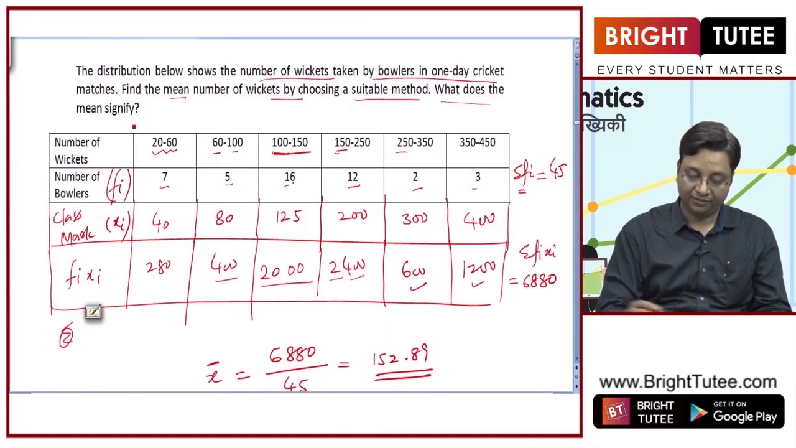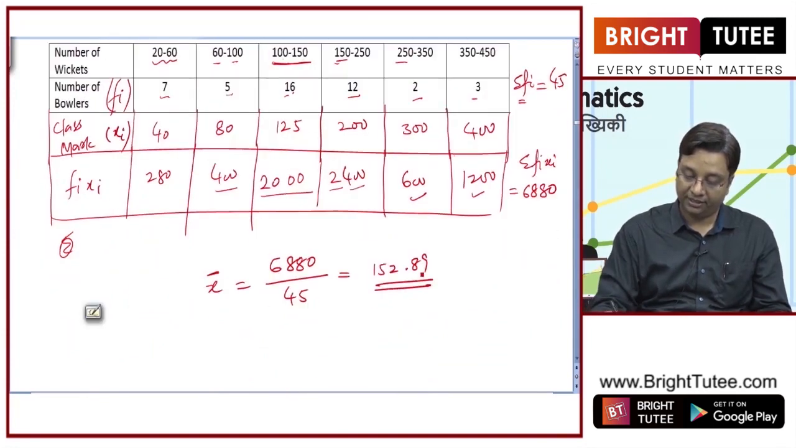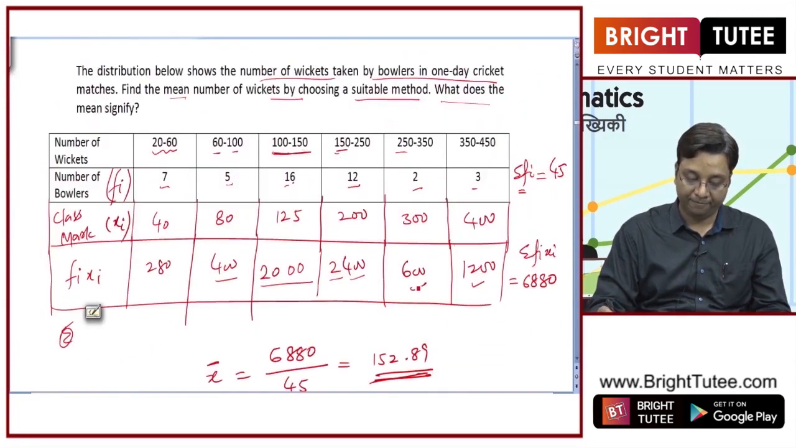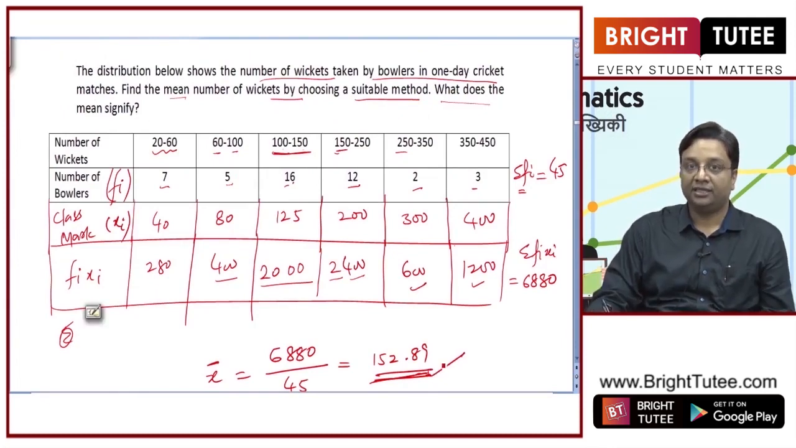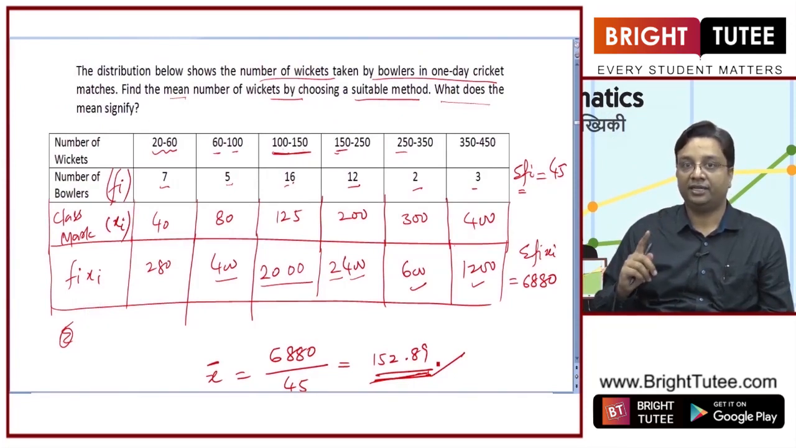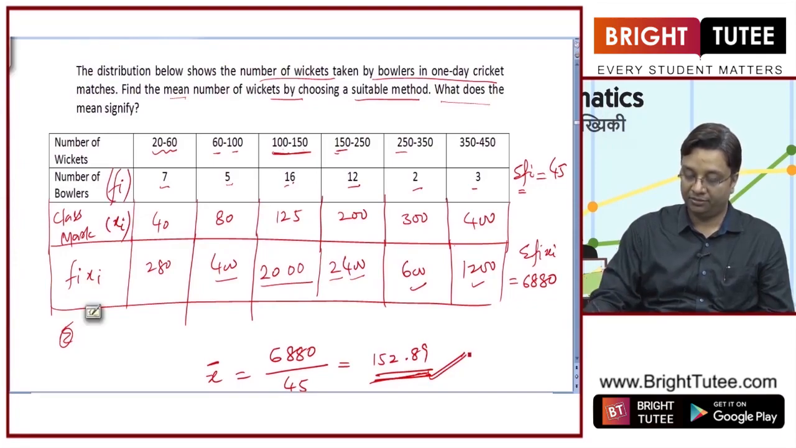What does the mean signify? This gives me the average of the number of wickets taken by these 45 bowlers in one-day cricket, right. So this gives me the average.